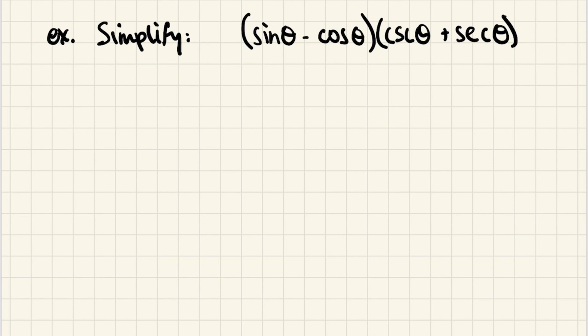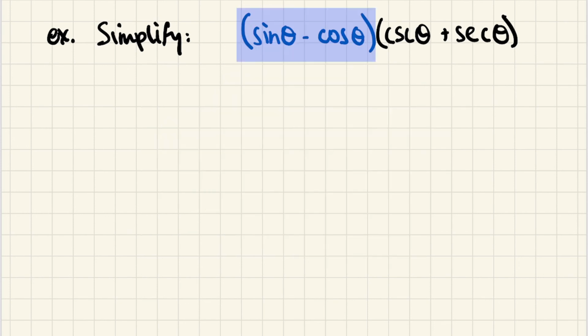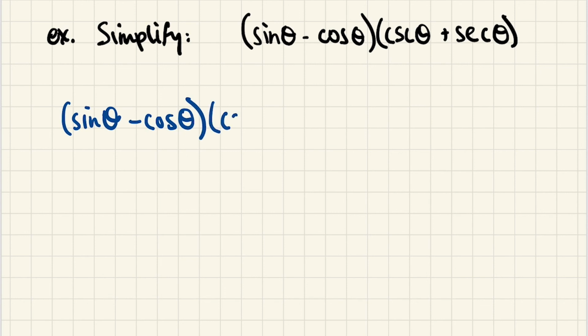All right, so for our last example, let's simplify this thing. Again, I want to stress you have every tool from mathematics that you know and love at your disposal. And I hope you're looking at this thing and thinking, maybe we should FOIL this. We have a binomial times a binomial. So I absolutely agree. FOILing is the right way to approach this. So here's where we started. Sine of theta minus cosine of theta times cosecant of theta plus secant of theta.